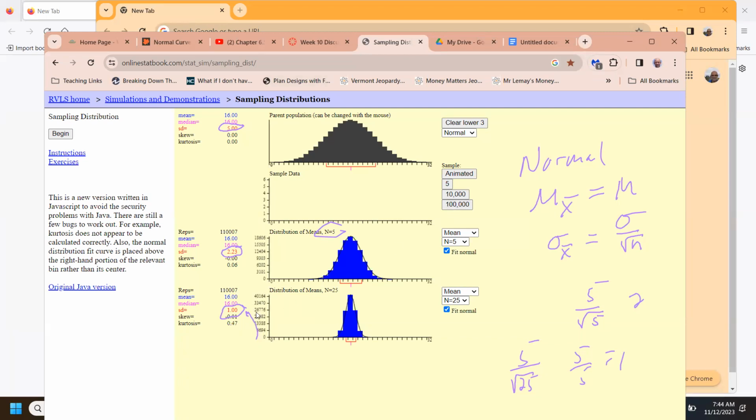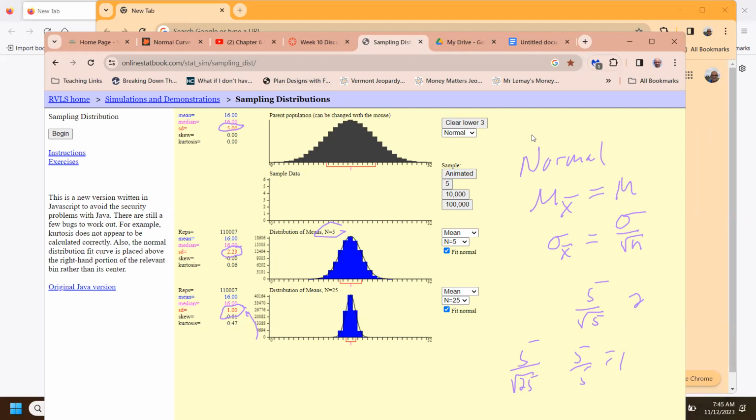And see now we're graphing 110,007 samples. See how that standard deviation is the same as we want. The theory is supported, and the same thing with the standard deviation. Okay, so that's for a normal distribution. It's not unexpected that the sampling distribution would be normal, but that's what lets us use very small sample sizes. That's part of that condition check.